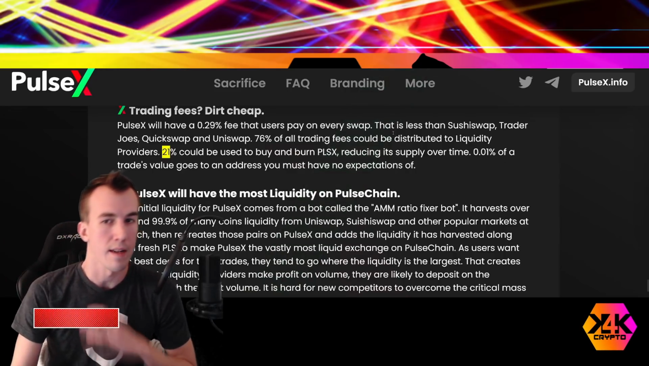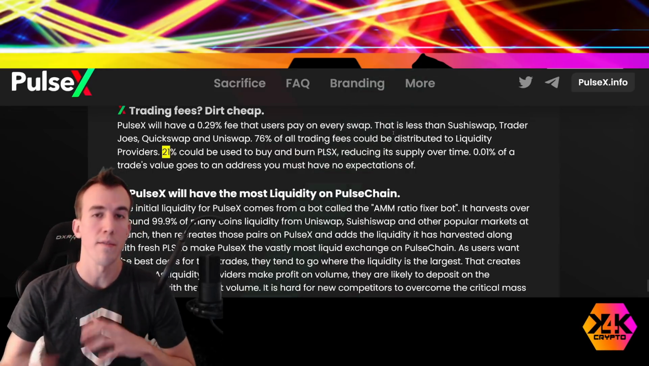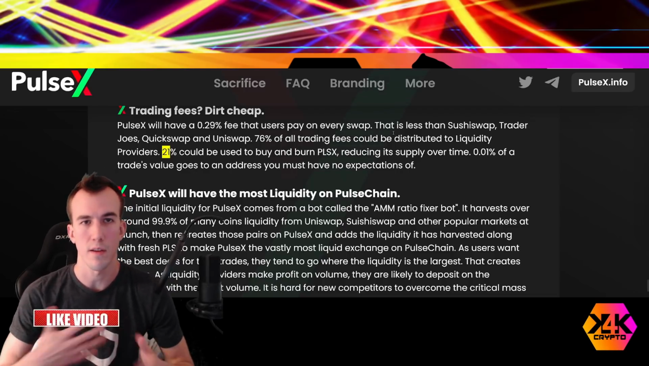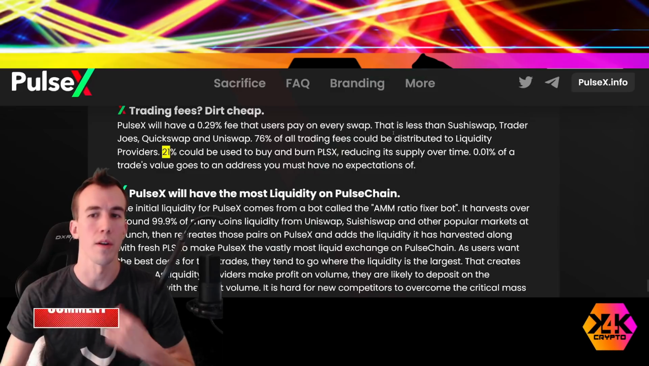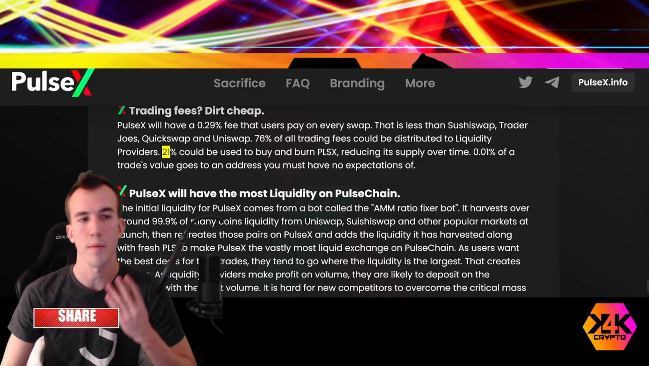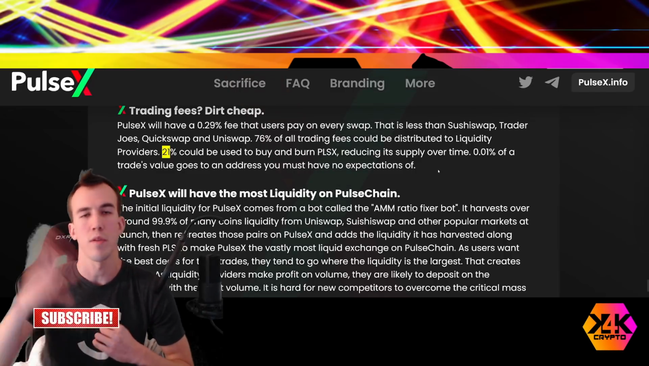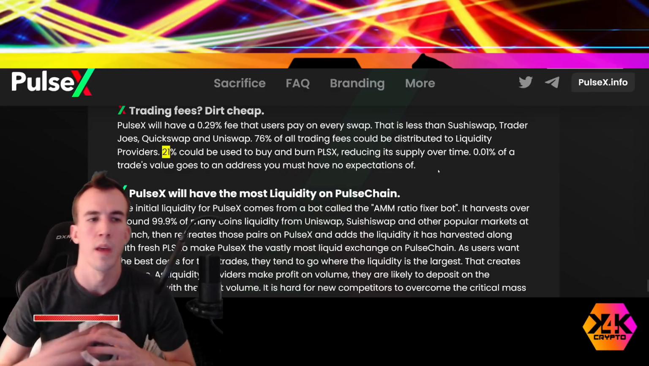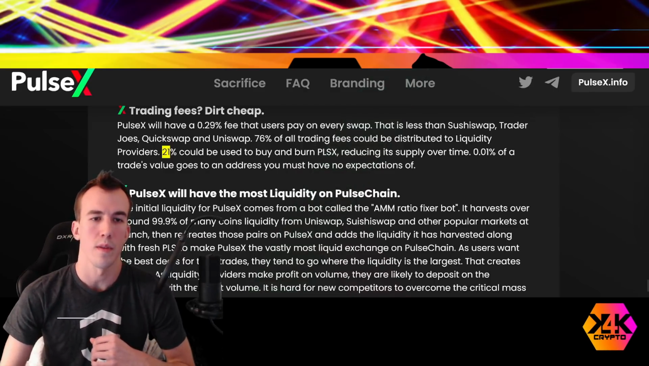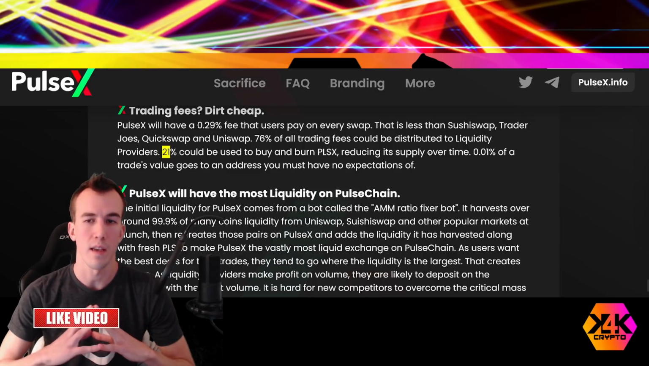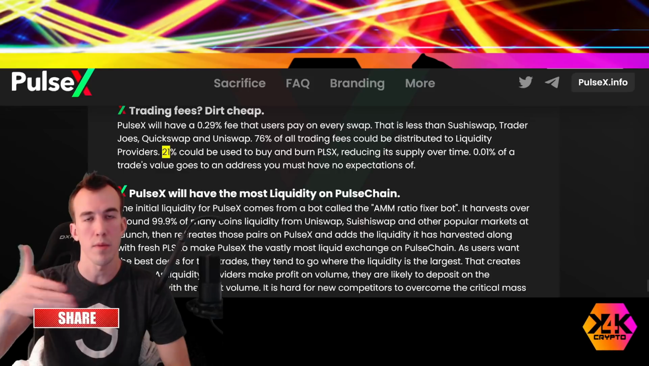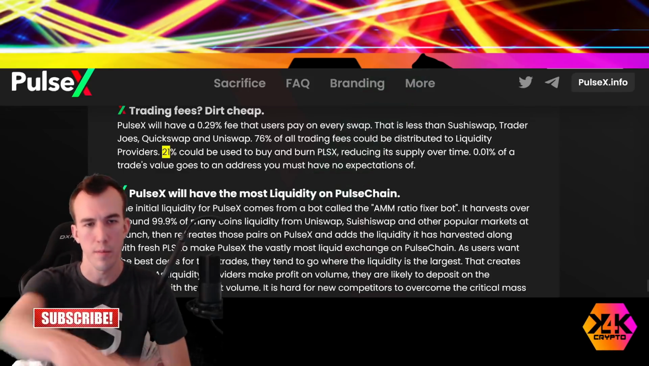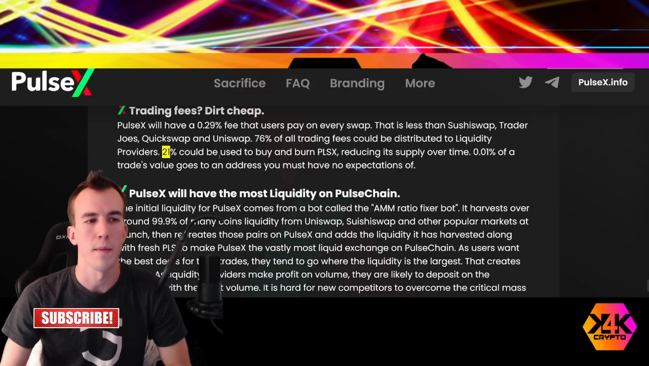So that's a lesser fee, and this is for all users. Anybody purchasing things on this PulseX DEX actually pays less than on SushiSwap, Trader Joe's, QuickSwap, and Uniswap, by about 3.5%. It's cheaper for you. All right, so 76% of all these trading fees stay with the liquidity provider. Like on Uniswap, normally they have a 0.3% fee, and they get to keep 100% of the trading fees, instead of this other action we have going on here.